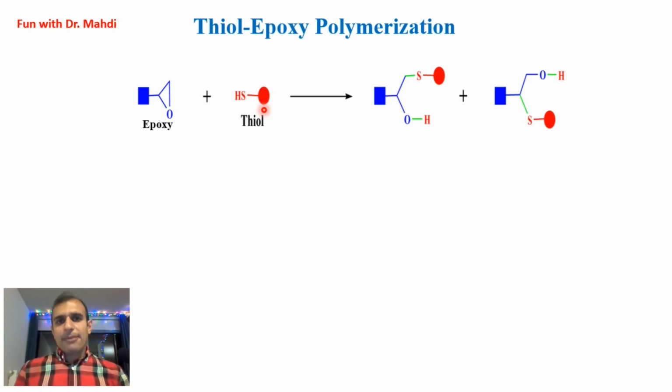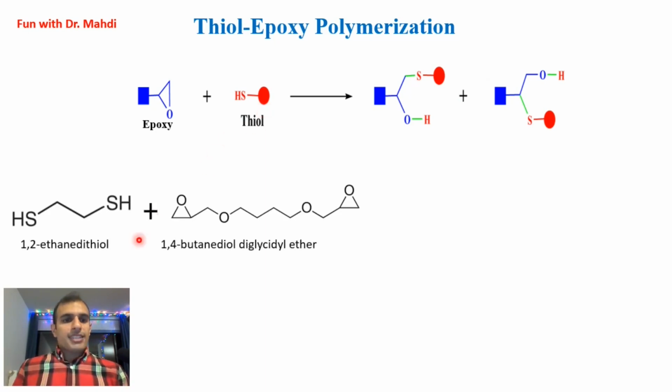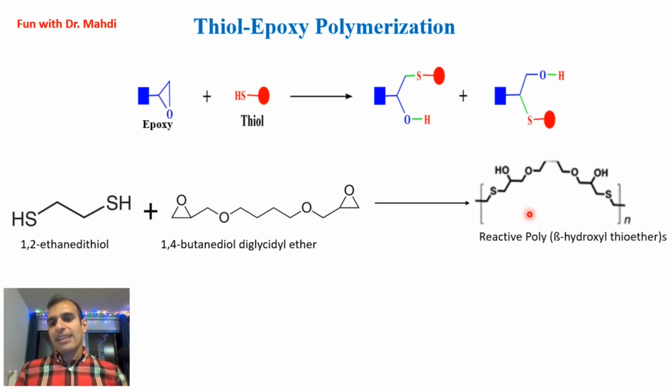Let me give you an example. In this example, you will understand it very well. For example, we have 2 monomers. On the surface of one monomer, we have thiol. Here you can see we have 2 thiol groups. And also on the surface of another monomer, we have epoxy. Again, we have 2 epoxy groups. And after doing chemical reaction, we will have a polymer like this, and we call it reactive poly beta hydroxyl thioethers. But the question is here, why reactive?